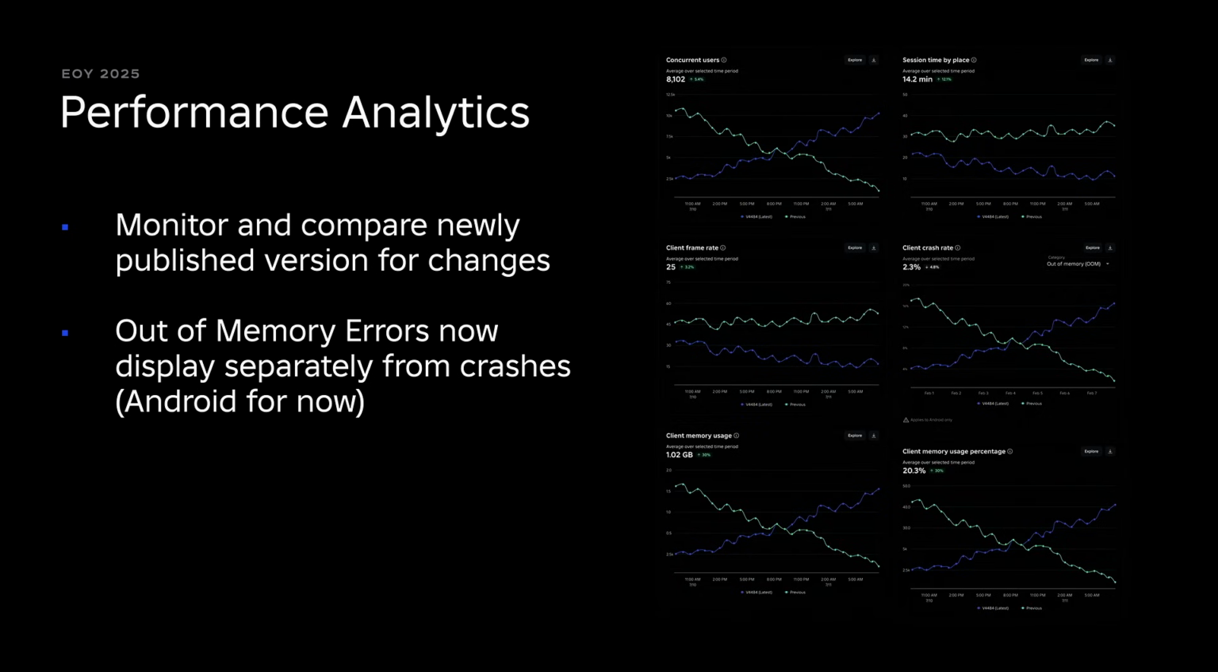Also, as Peter mentioned, out-of-memory is a primary cause of client crashes. So we're going to introduce two new charts to Creator Analytics. The bottom one will be the client crash rate.